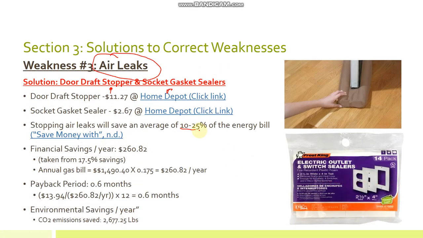I've already done it for you, so you might as well use this research. I found that stopping air leaks can save on average 10 to 25% on their energy bill. So let's just take the average, and I got an average of 17.5%. Well, you have to figure out how much money they spend on their gas bill. It's unique to their gas bill. 17.5% of their gas bill means they could potentially save $261 per year. But don't forget, you've got to find the payback period. The reason why I multiplied this by 12 is because it was a really low number. It's just easier to understand. So about a half a month they can pay this back.